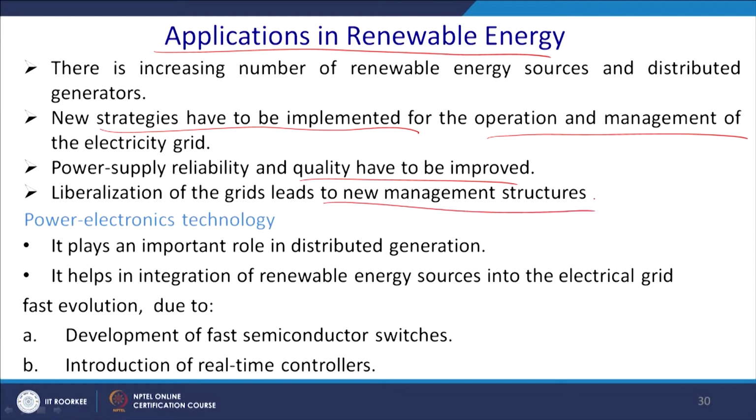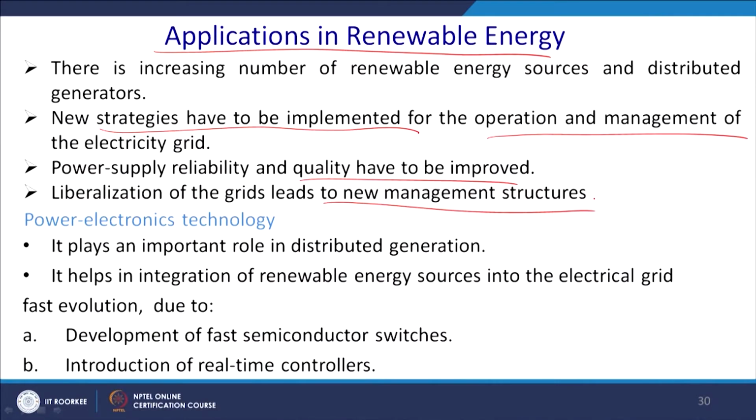And definitely liberalization of the grids leads to new management structures, because there are many stakeholders of a grid. One may be an agent who is selling renewable energy, one may be a seller, one may be a consumer, another may be the protocol monitors. There are many stakeholders, and ultimately the grid has to accommodate all of them.